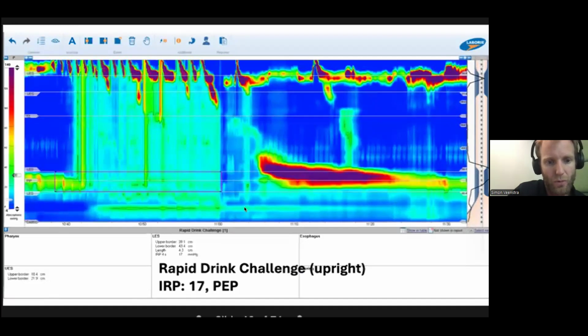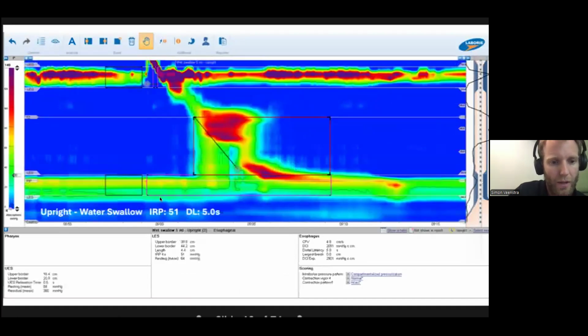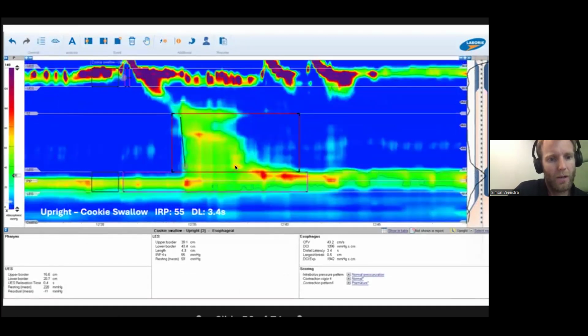This IRP was normal, but there were elements of panesophageal pressurization here. You can see the outlined green column here and potentially here as well. Here the IRP is very high, but the distal latency is a little bit longer. And then the cookie swallow, which is another provocative test as well, revealed an even shorter distal latency and higher IRP.